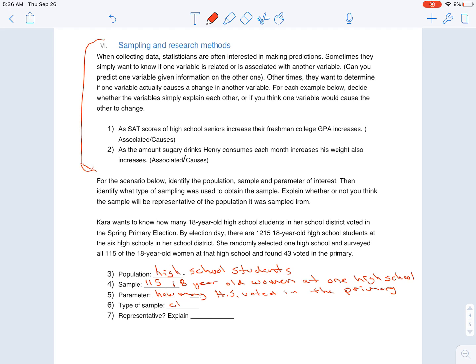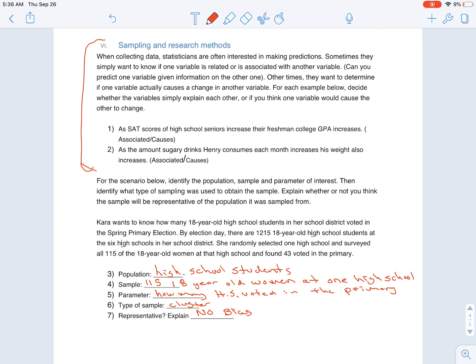The type of sample is a cluster because she took one group, one high school. She took one group within one of the high schools. The representative on this is no, because it is biased, and I won't write the whole thing out, but I will kind of explain it.